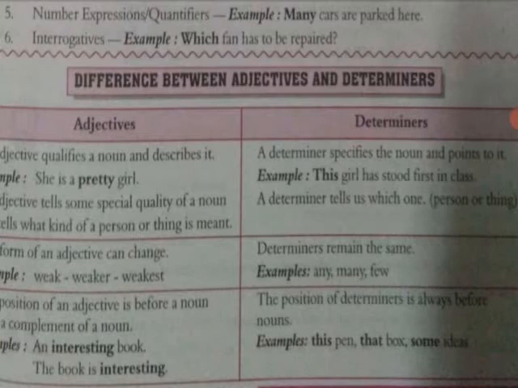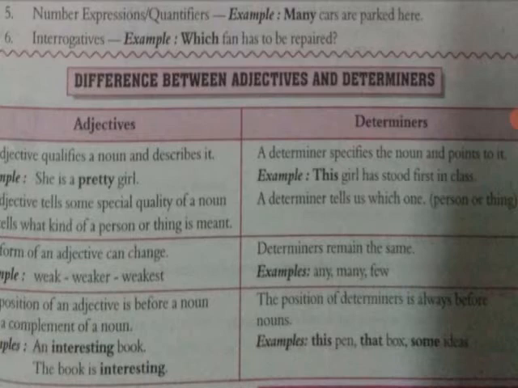Another difference is that an adjective can change its form. For example, weak, weaker, weakest. Determiners remain the same. Any, many, few. Now, the position of an adjective is before a noun and it is also used as a complement of a noun. For example, an interesting book or the book is interesting. Here, in both the sentences, interesting is our adjective.